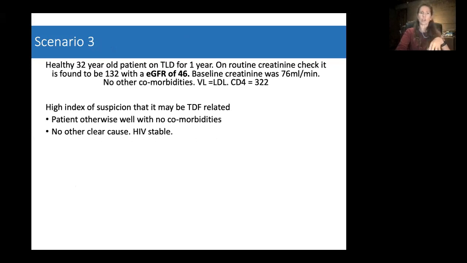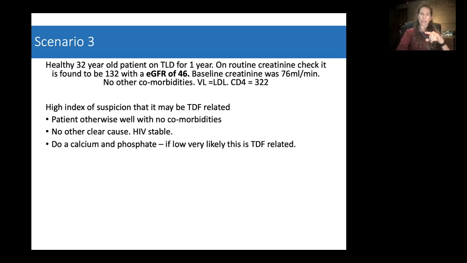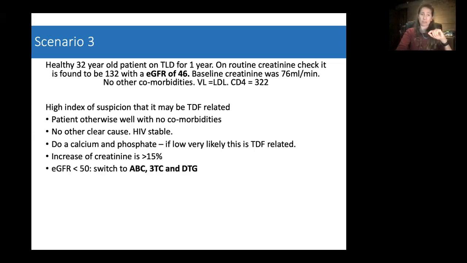You check that there are no other comorbidities, you don't find a clear cause, and his HIV is completely stable. What's helpful is you can do a calcium and phosphate, and if that's low, then it's very likely to be tenofovir. It causes a Fanconi-like syndrome. I haven't seen many of those, that's in the books, but it doesn't mean that if the calcium and phosphate are normal, it's not tenofovir. So you have to look at the whole picture. And that increase of creatinine is definitely more than 15%.